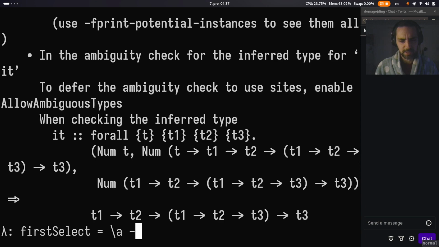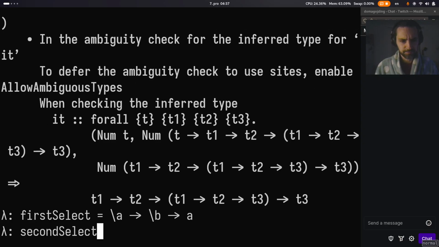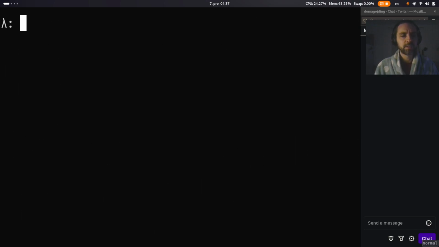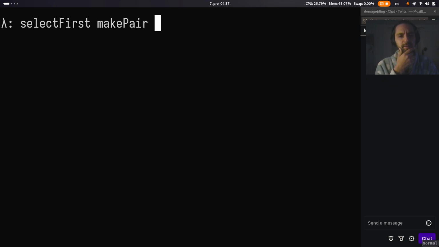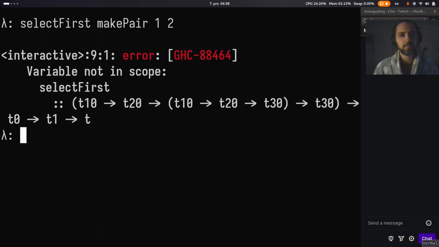First select is lambda A, lambda B, and it outputs an A, right? And the second select, lambda A, lambda B, B. Okay. So then I thought, well, do we do select first, make pair, select first, make pair, one and two? Do I do like this? No. Variable not in scope, select first.